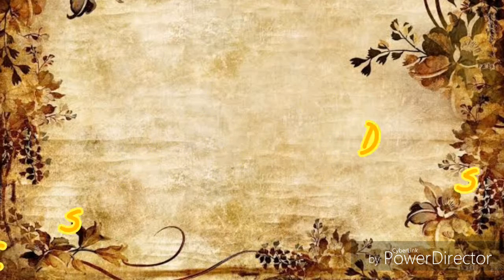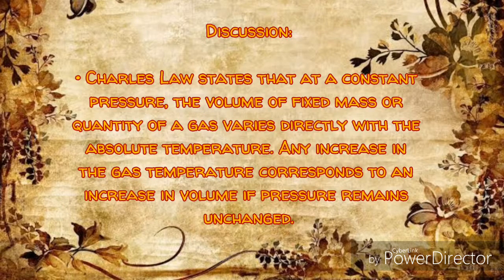Discussion. Charles's law states that at a constant pressure, the volume of a fixed mass or quantity of a gas varies directly with the absolute temperature. Any increase in the gas temperature corresponds to an increase in volume if pressure remains unchanged.